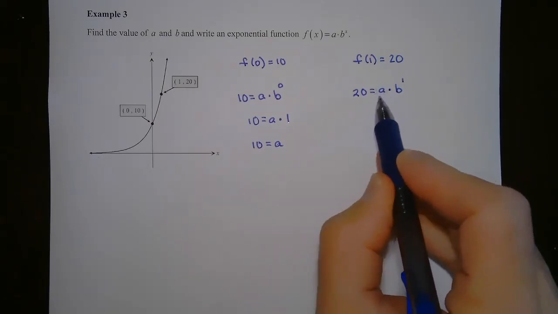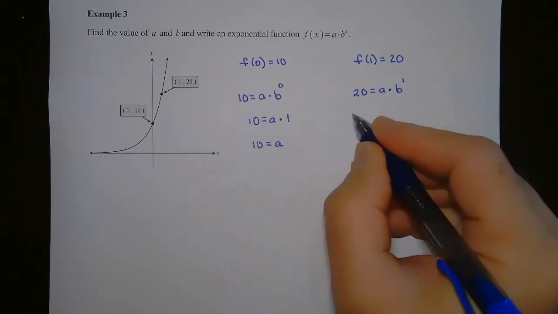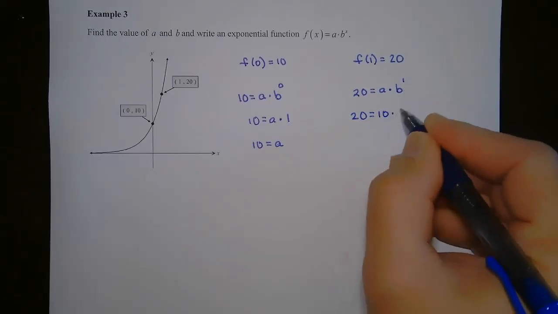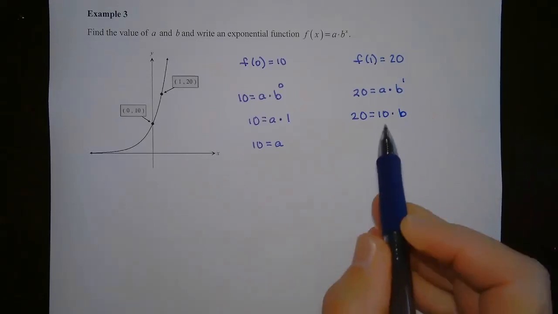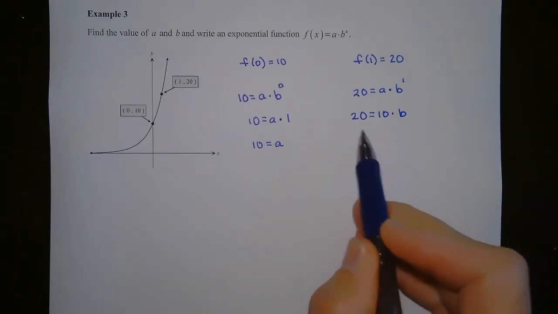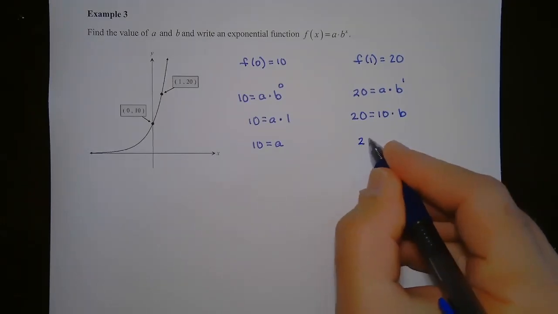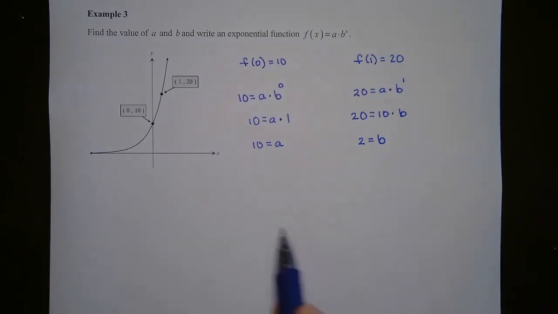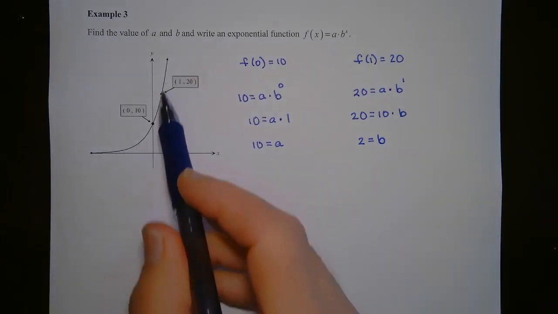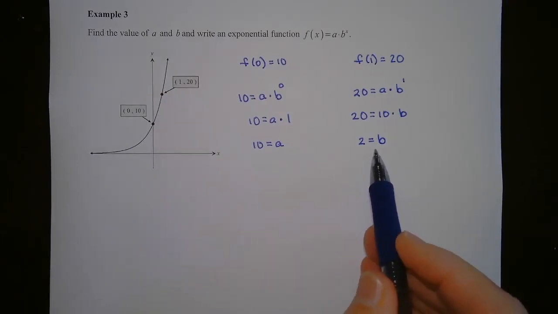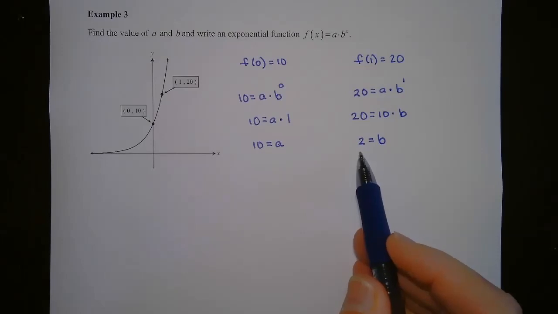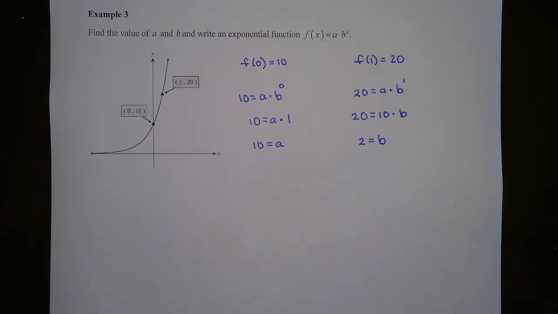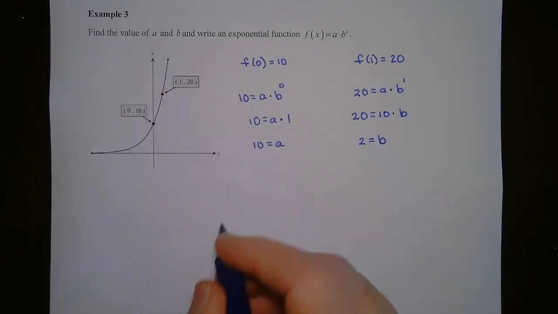So back over here, I know that my a value is 10, so I can swap it out. That means 20 is equal to 10 times b to the first, and b to the first is just b. Now I can solve for b by dividing both sides by 10, and I get 2 is equal to b. That coincides with what I said earlier: from the graph it's exponential growth, and the base has to be bigger than 1, and 2 is bigger than 1. So it works out. If you got 3/4 or 1/2, you should know you made a mistake, because of the exponential growth from the graph.